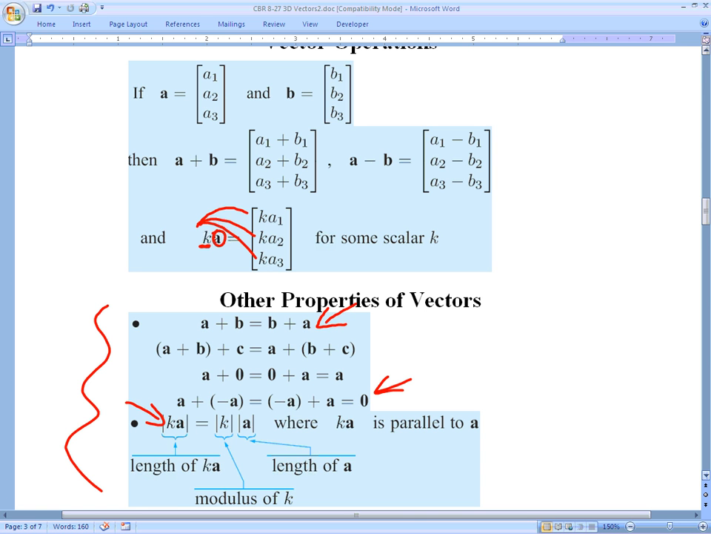Adding vectors is commutative, meaning you can go in both directions. It's associative. And if you add on a vector of 0, 0, or in 3 dimensions, 0, 0, 0, it's an identity. We can't do division of vectors. And when we do multiplication, we have to specify whether it's dot product or some other product that you may study at a later point.